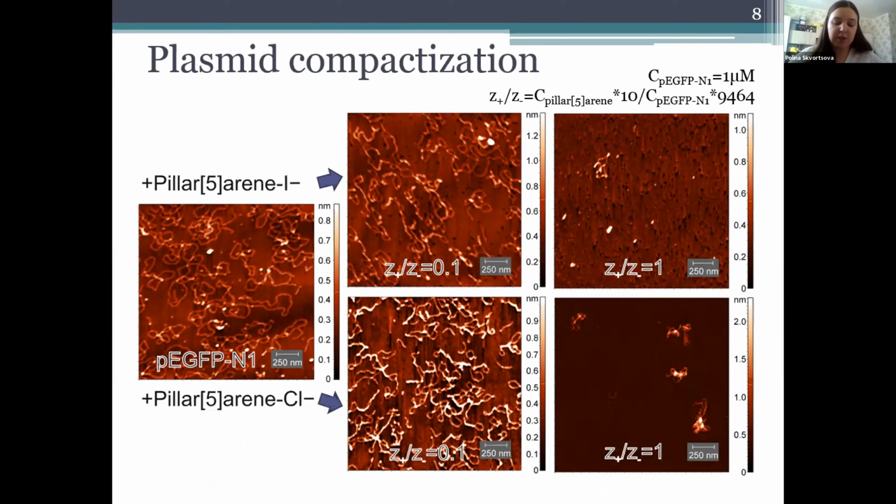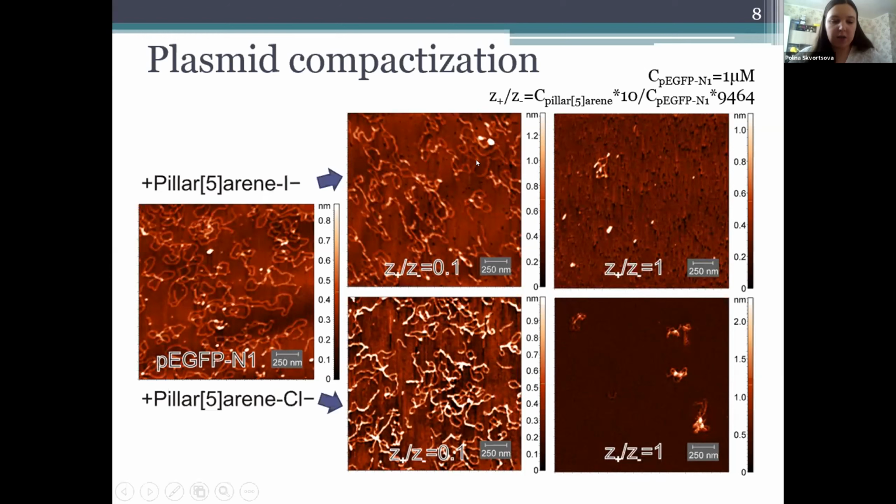Since pyrrolurine forms complexes with low molecular weight DNA, it makes sense to test its ability to compact high molecular weight DNA. For this purpose, the pGFP-N1 plasmid containing 4,700 base pairs was chosen. The AFM image of the plasmid is shown on the left side of the slide. This is a typical image of a long circular DNA plasmid deposited onto freshly cleaved mica in the absence of pyrrolurine. Single plasmids are visible in the form of supercoiled structures with several self-interactions. Sometimes individual plasmids overlap each other.